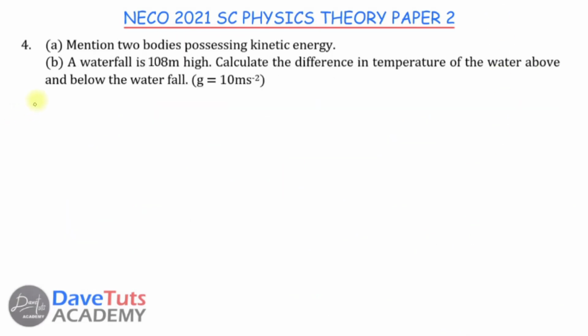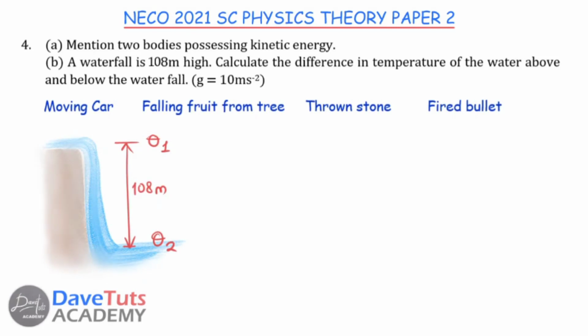All right. In this question, we are being asked to mention two bodies possessing kinetic energy, and then we are told that a waterfall is 108 meters high. We have to calculate the difference in temperature of the water above and below the waterfall. We have to take acceleration due to gravity as 10 meters per second squared.